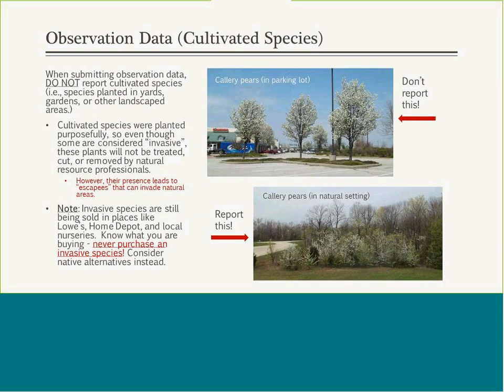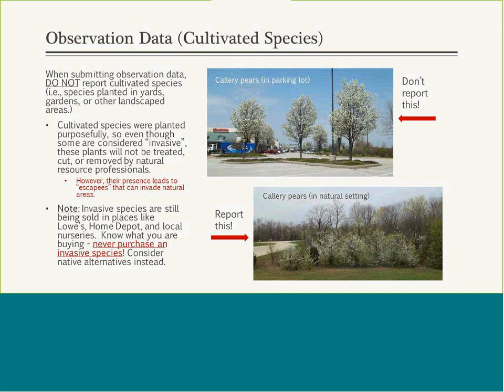When it comes to observation data, I'd like to mention cultivated species. This is really important to keep in mind. When you're out and you're finding a certain species, in these pictures here the example is Callery pears, do not report species that were planted on purpose, aka cultivated species. If it's in a yard, in one's garden, or another type of landscape area, we don't want reports for these species in iMap. The reason is that the purpose of iMap is to better understand where species are that need to ultimately be treated and removed. That's basically what we're going for.